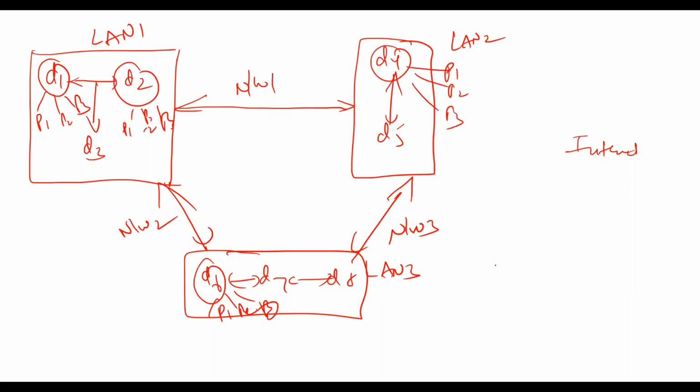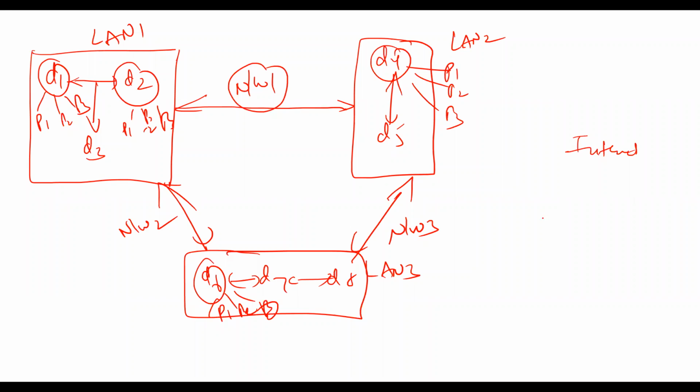Here, for example, if you want to send any message from D1 to D4, which network do I need? Network 1 or network 2 or network 3? If I want to send a message from D1 to D4, which network do I need? Network 1, of course.